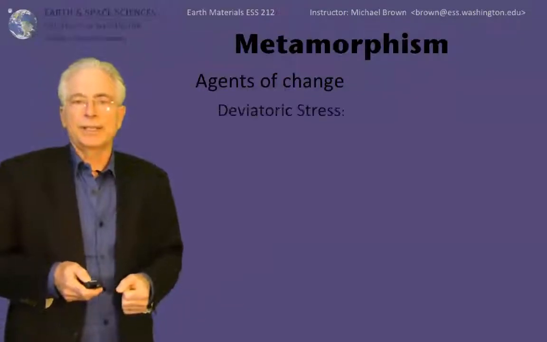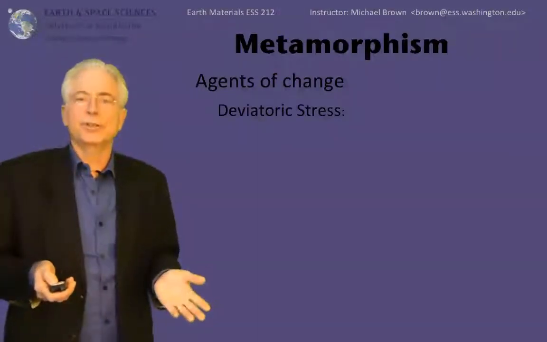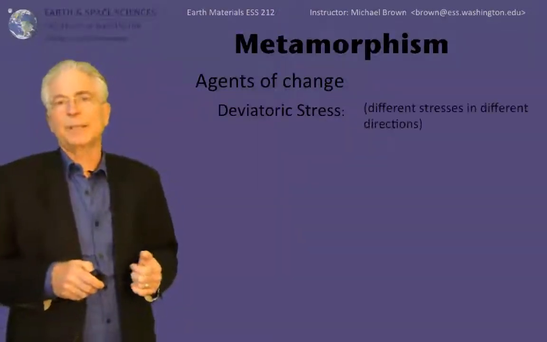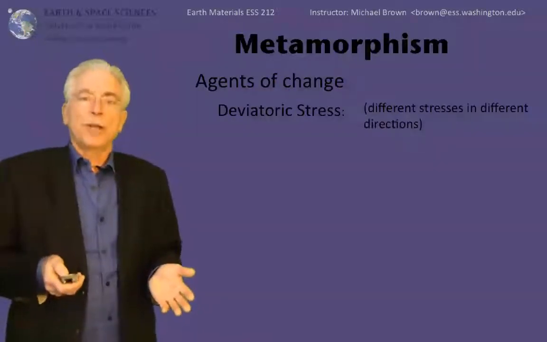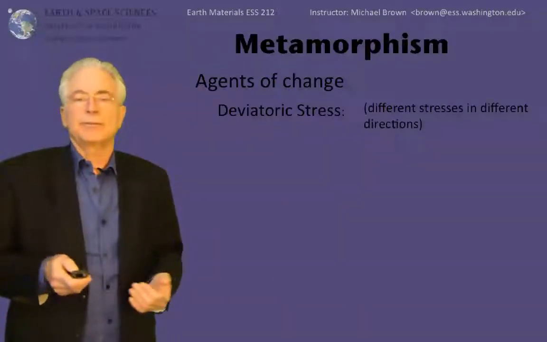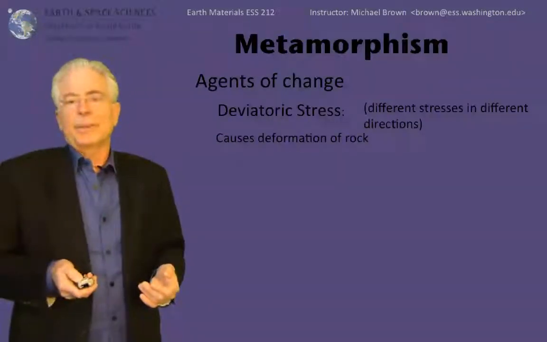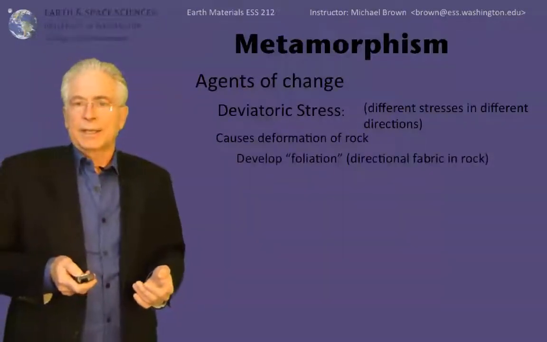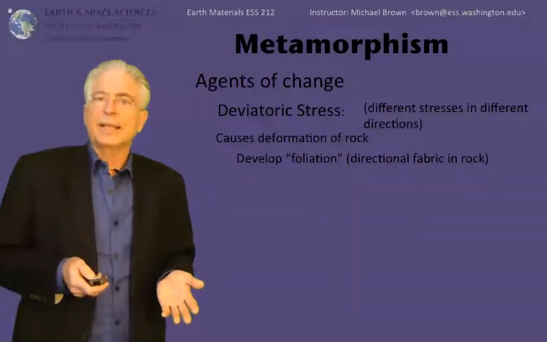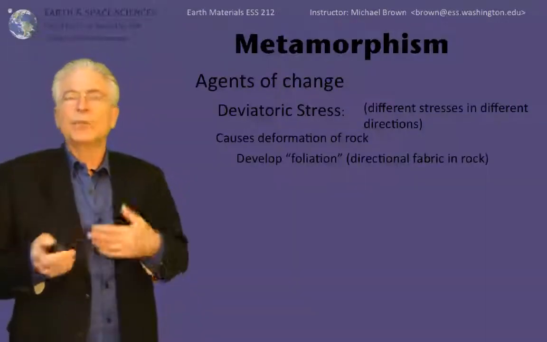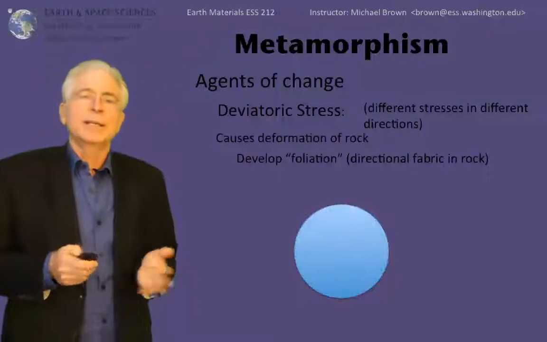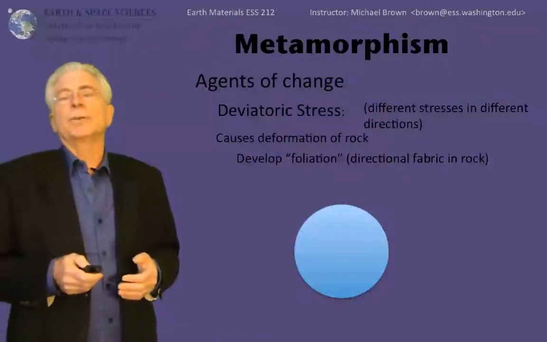Other agents of change, well, one of them is deviatoric stress. Well, what does deviatoric stress mean? It means that pressure forces are different in different directions, and that leads to deformation of the rocks. And we describe this as a foliation, which is a directional fabric in the rock. And let me illustrate how you develop foliation in a rock.